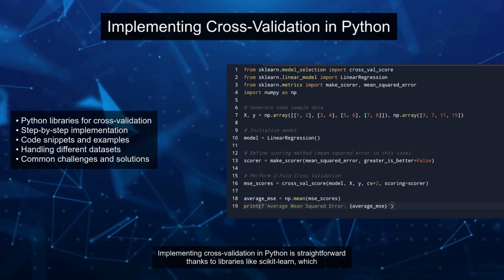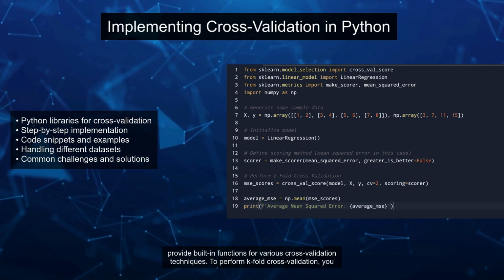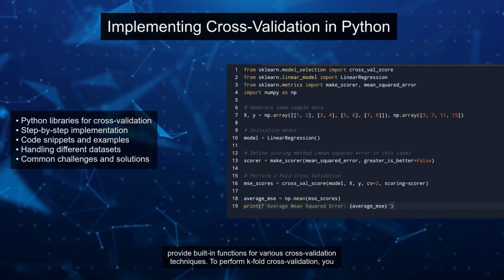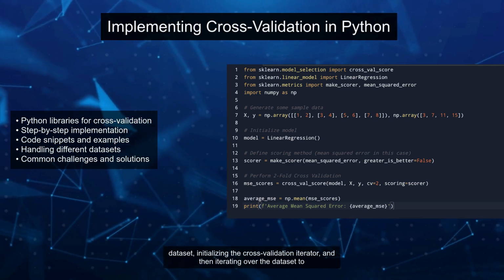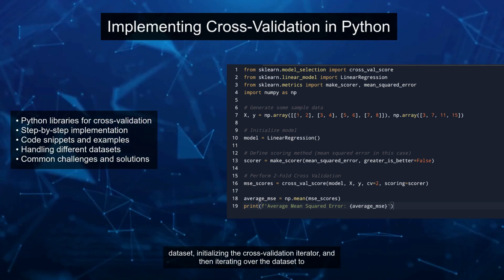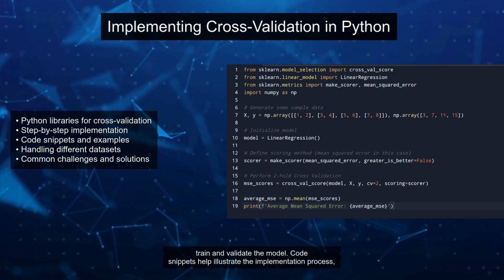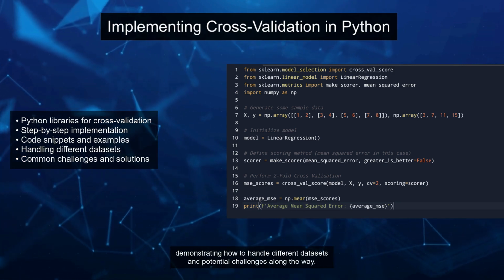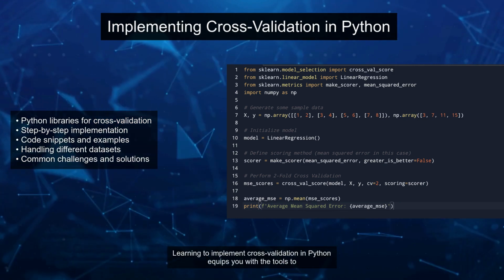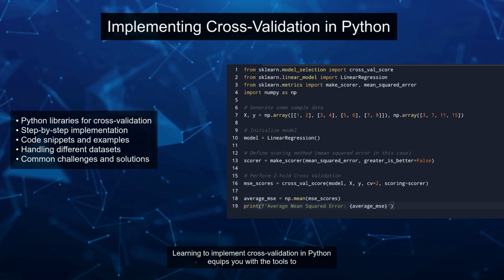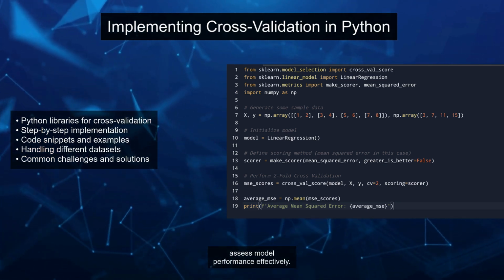Implementing cross-validation in Python is straightforward thanks to libraries like scikit-learn, which provide built-in functions for various cross-validation techniques. To perform K-fold cross-validation, you can use the KFold module from scikit-learn. The process involves loading your dataset, initializing the cross-validation iterator, and then iterating over the dataset to train and validate the model. Code snippets help illustrate the implementation process, demonstrating how to handle different datasets and potential challenges along the way. Learning to implement cross-validation in Python equips you with the tools to assess model performance effectively.